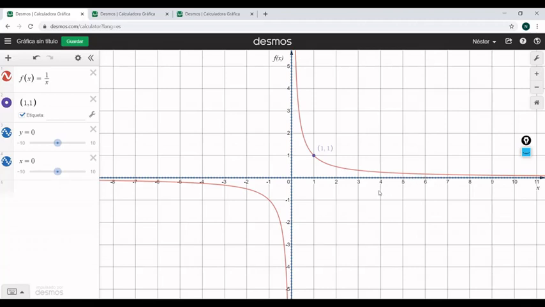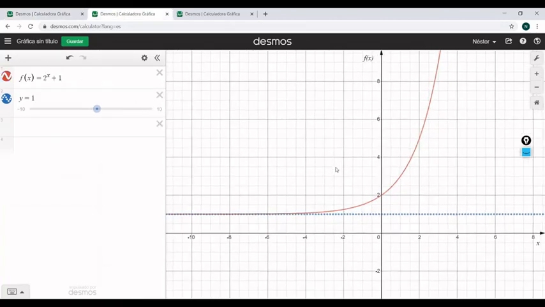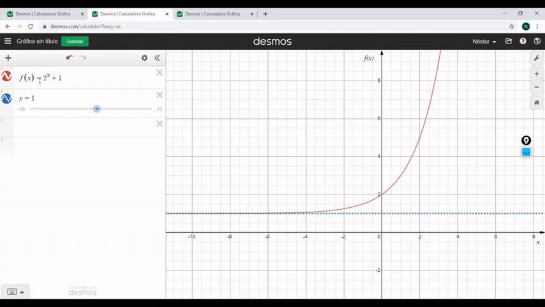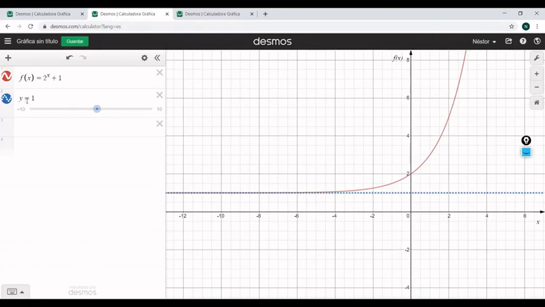That is what we know as a horizontal asymptote. Okay, what about this? Look, another function. We have this function f of x equals 2 to the x plus 1. This is an exponential function of base 2. And for this specific function, I claim that this horizontal line, y equals 1, is an asymptote.